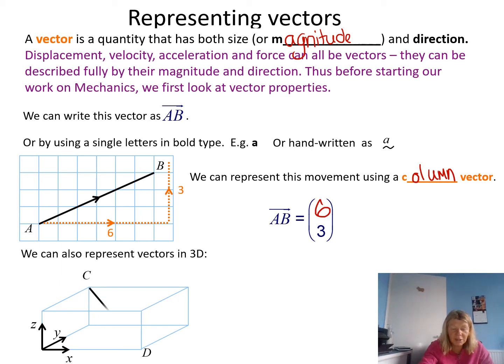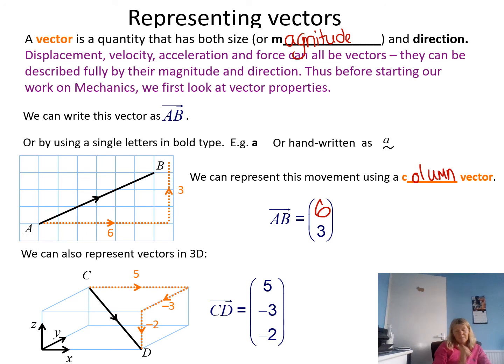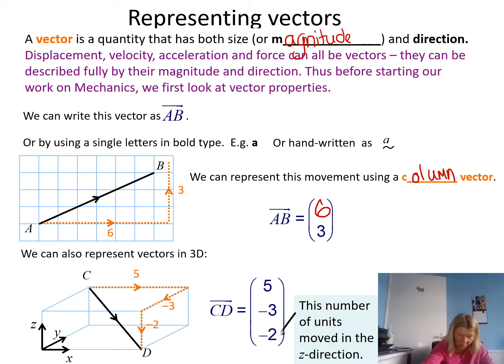We can also do it in 3D. Here we've got 5 along. Well, it depends on how you look at it, doesn't it? -3 in one direction and -2 in the other. And if you've got 3 directions, then the third direction is called the z direction.